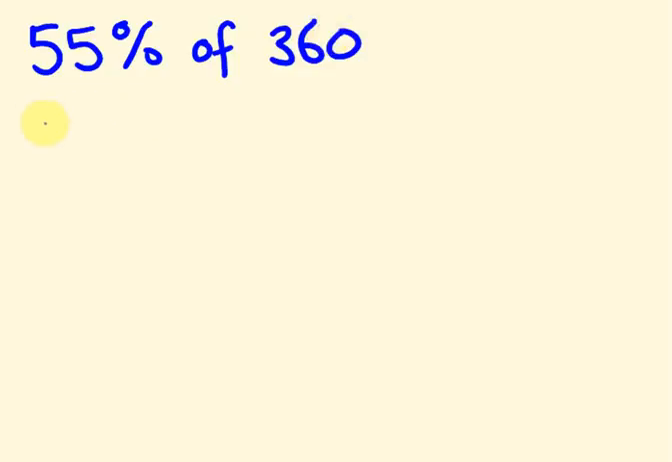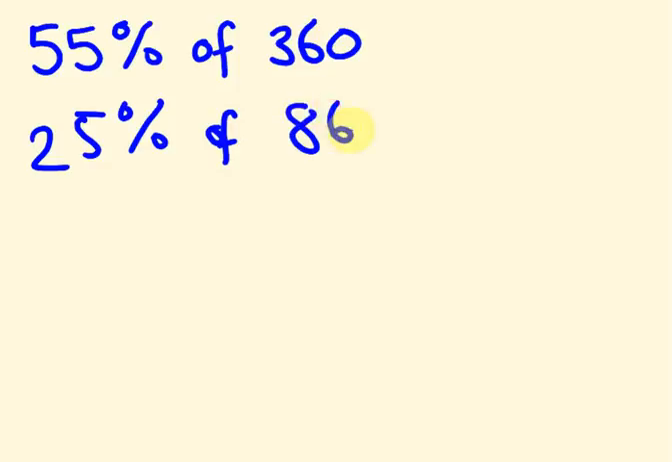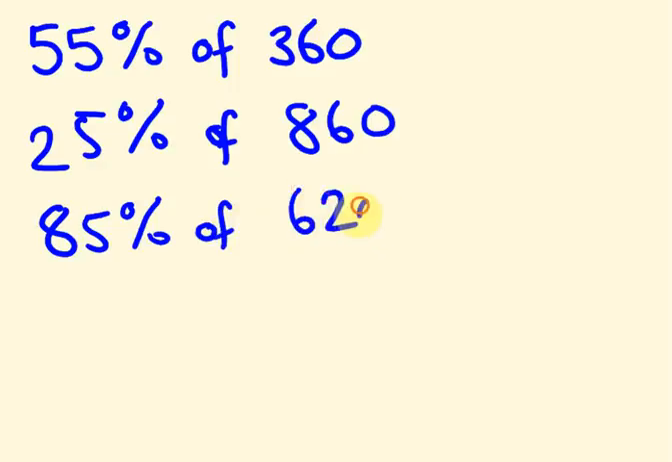The next one's going to be a bit of an easy one, 25% of 860. I'll give you a little hint with this, 25% you can also think of as a quarter. I'm going to work it out both ways. And we're going to do 85% of 620. Alright, pause the video, give them a go.